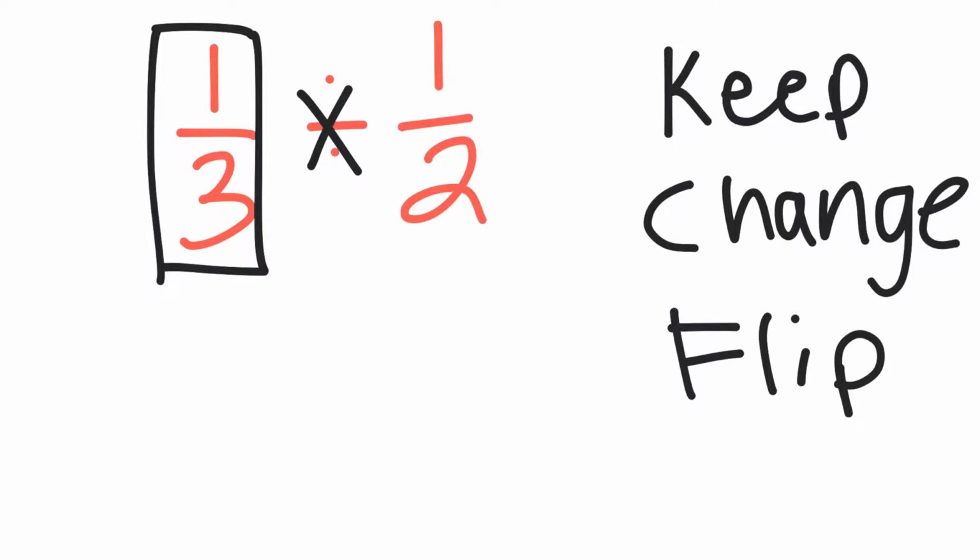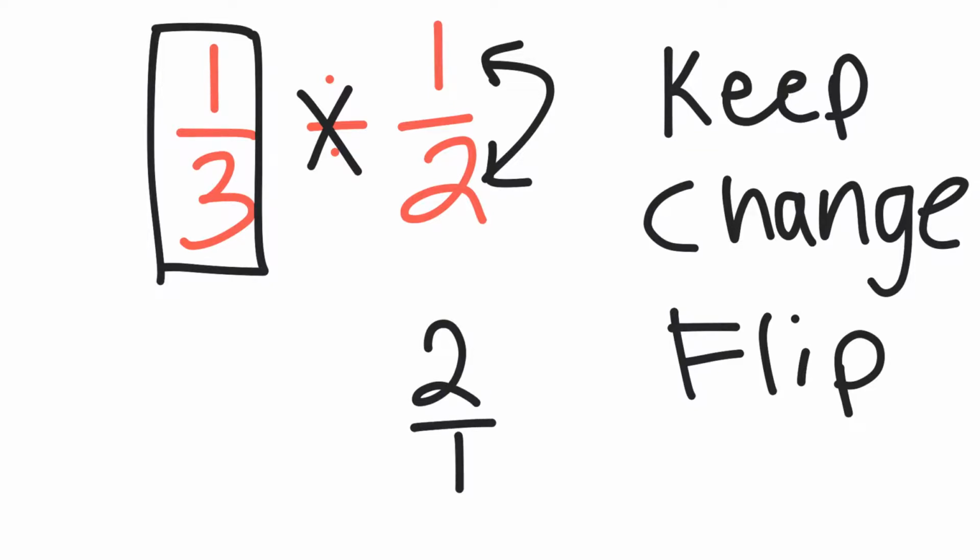And then the last part, flip. So I want to flip the 1/2 to its reciprocal. And so instead of 1/2, it's now going to become 2/1. And so my new problem should look like this: 1/3 times 2/1.